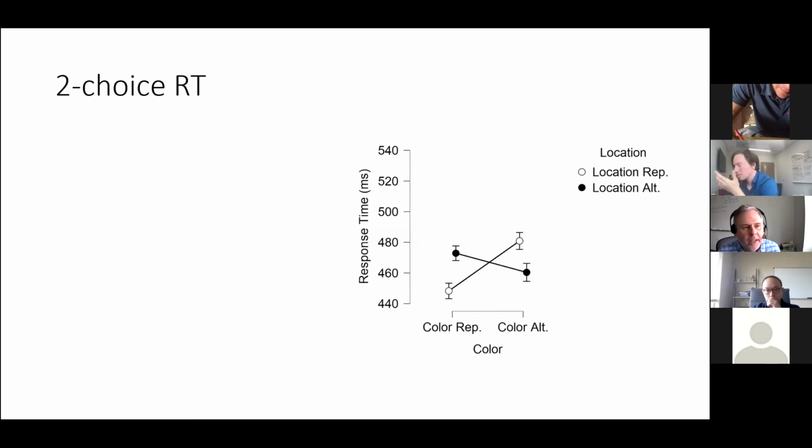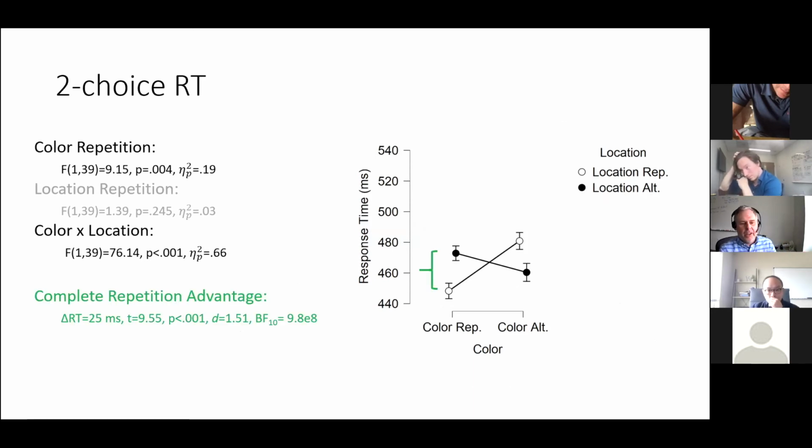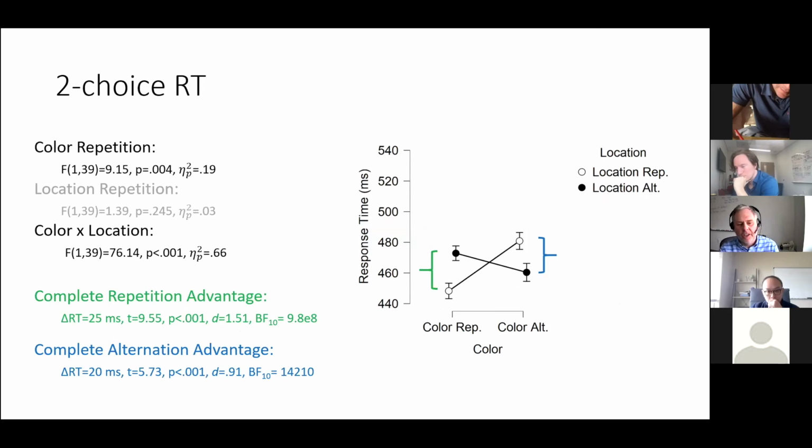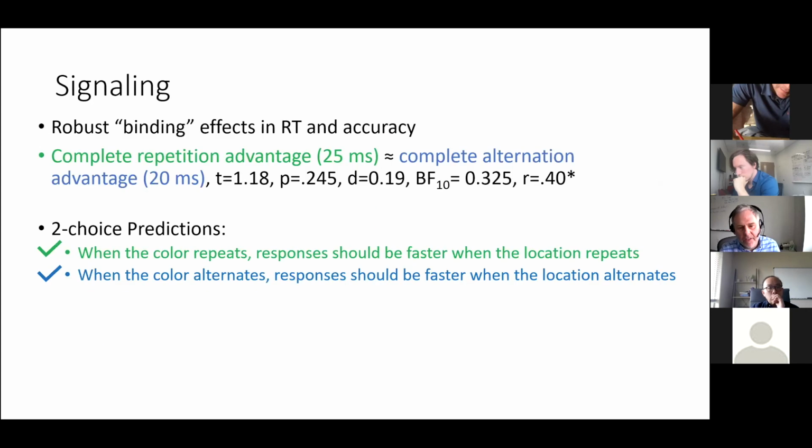And here are the data, and you get the classic interaction. You're faster when the color repeats, you're faster when the location repeats. When the color alternates, you're faster when the location alternates. You get the color by location interaction. This is the hallmark of binding. Complete repetition advantage, 25 milliseconds. Complete alternation advantage, 25 milliseconds. Everything's great. It looks like binding, but it also looks like signaling. Nothing's hiding in the accuracy. In fact, you see it beautifully in the accuracy as well. So we met our predictions. The problem is that these predictions are the same for signaling and binding.